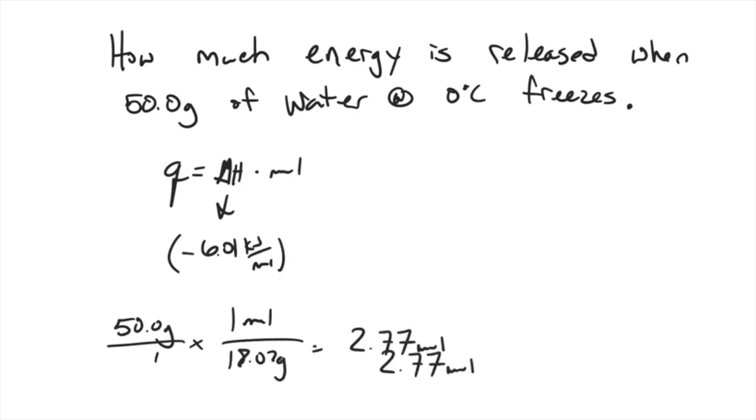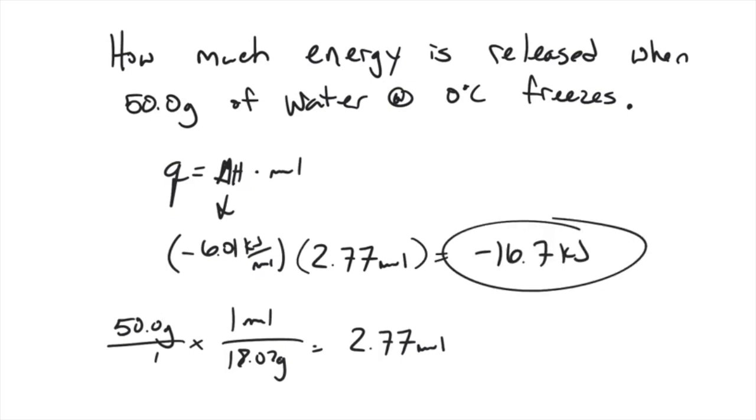So now what I do is I take that number of moles and I multiply it by the molar heat of solidification to calculate Q. And when I multiply these two together, I get negative 16.7 kilojoules of energy, which represents the energy released when something freezes, specifically 50 grams of water. Just a reminder, you will always be given this delta H value. You'll never have to memorize them.